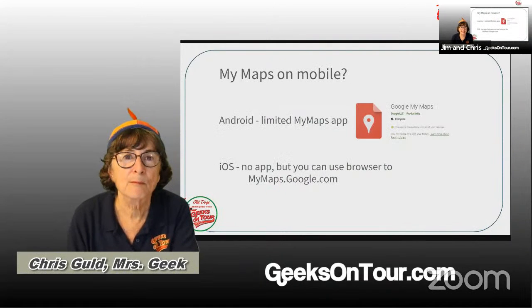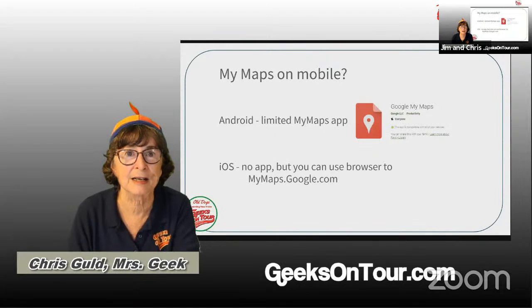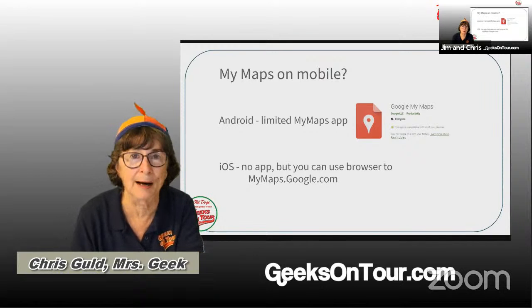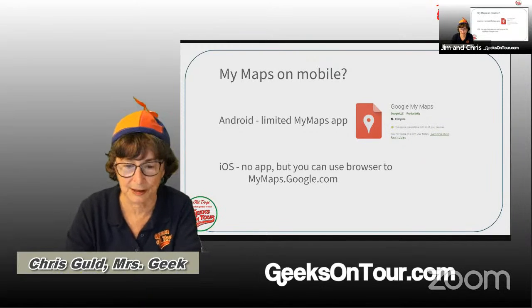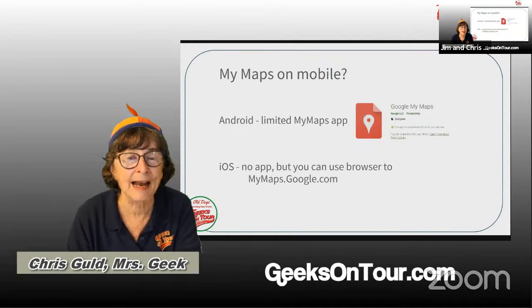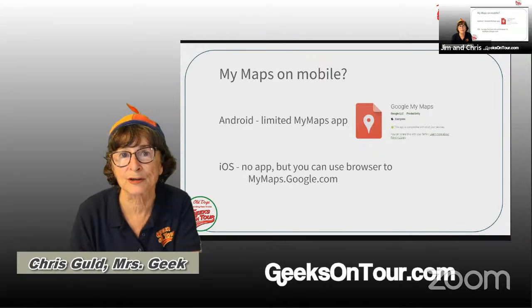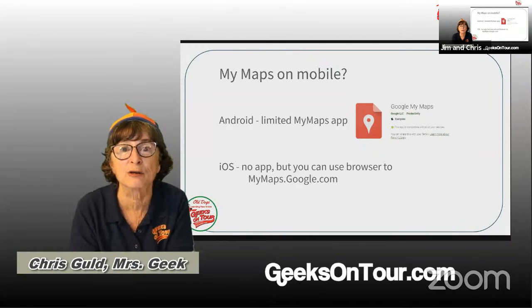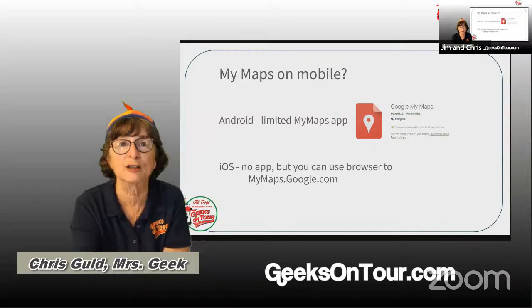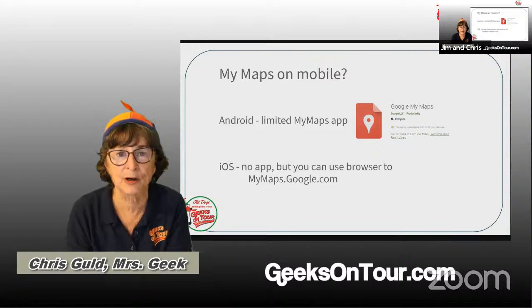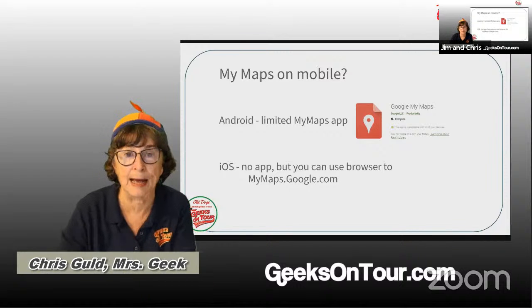Okay. Mobile devices. As I said, don't try to create a map on a mobile device. The computer is really what you need for that. But there is an app on the Android and you can add markers. So if you've made your map and you're in the car now and you realize there's one other place that you want added to your map, you can do it with the Android app. With the iOS, no, there is no app, but you can go to mymaps.google.com.